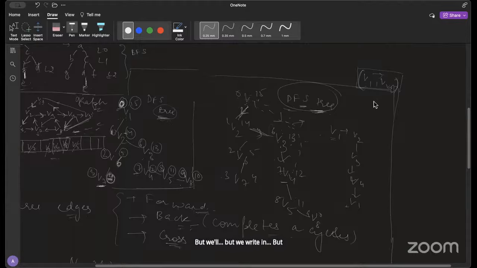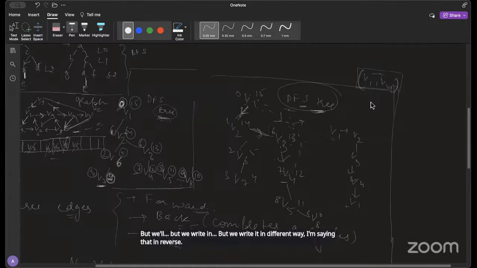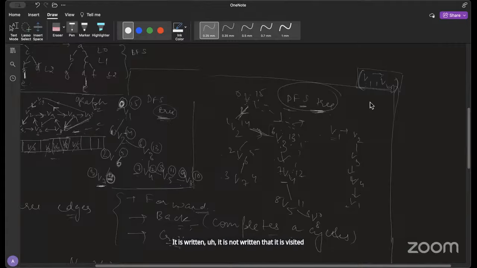But we write it in a different way. I'm saying that in reverse. It is not written that it is visited after V1. It is written that V 7,12 is contained in 0,15. So that's a forward edge. That's what I wanted to say, because 7,12 is contained in 0,15. That's why you can ensure that this vertex was visited after this vertex.